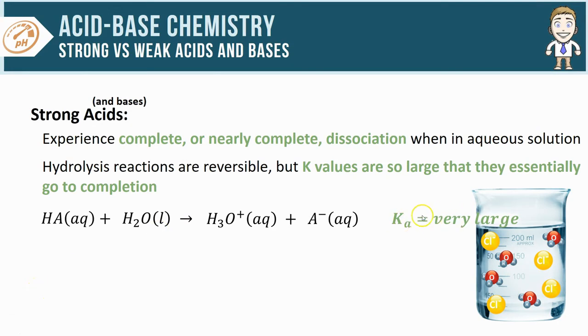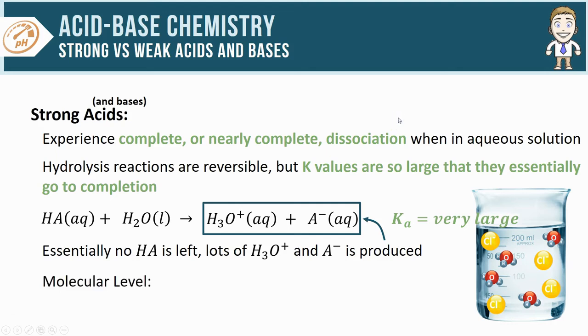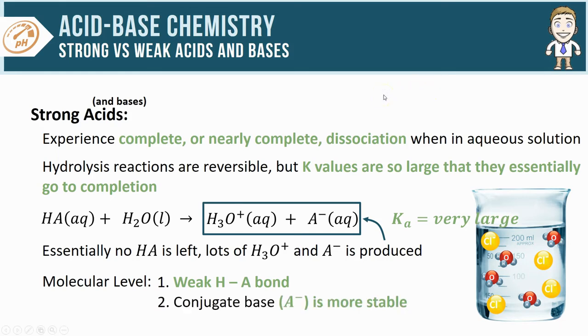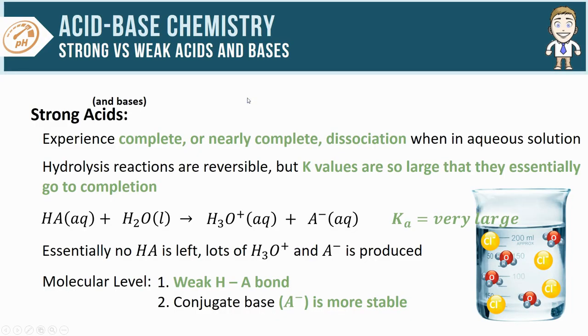The point of that very, very large K value, and what that tells us, is that there's essentially no HA left. It's all dissociated and turned into H3O+ and A-. On a molecular level, what's really happening here is you've got a pretty weak bond between that hydrogen and the rest of the acid, so it's very easy for it to break off, so most of them and all of them do. Another way to think about it is that the conjugate base, that A-, is the more stable form. These make up some of the key ideas for this video. Make sure to pause and take some time, write those down.